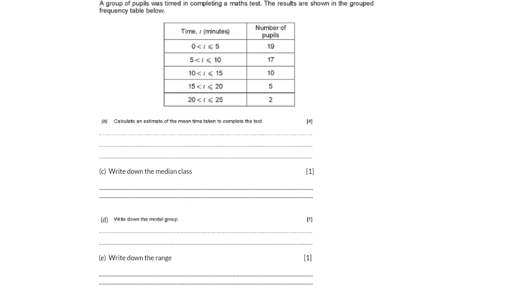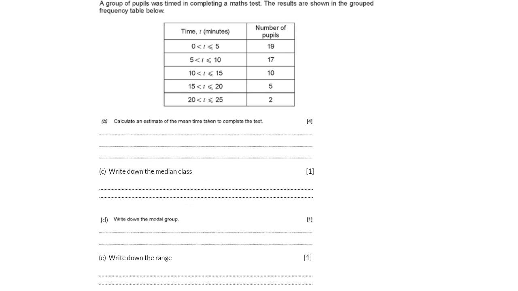In this video, we're going to be looking at estimating the mean. Now, we estimate the mean when we don't know the exact data or we don't have the raw data. All we know is that 19 pupils took between 0 and 5 minutes, but we don't know if any of those pupils took exactly 0, and we don't know if anyone took exactly 5. All we know is the 19 is spread in between them.